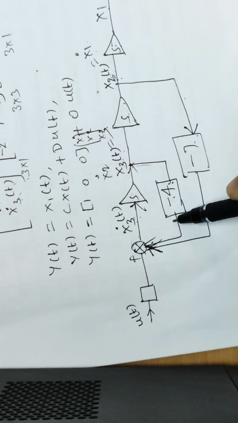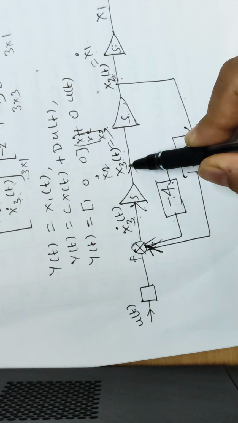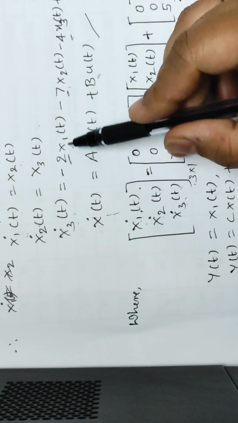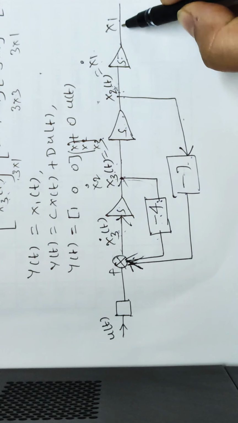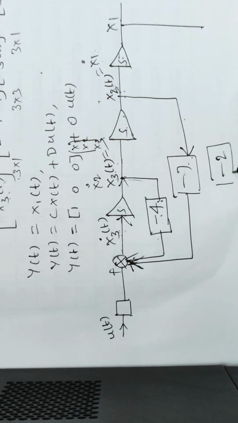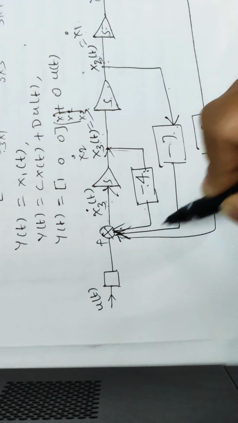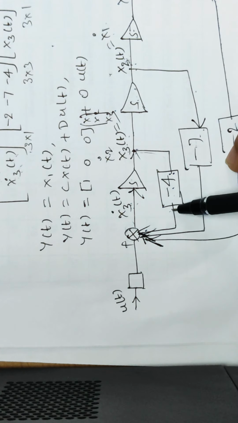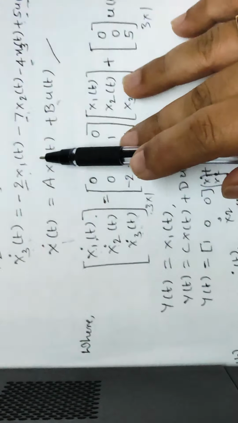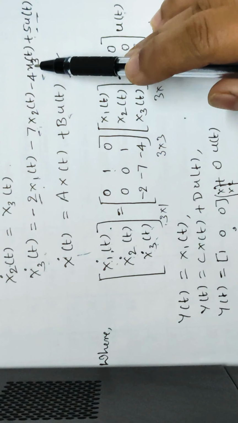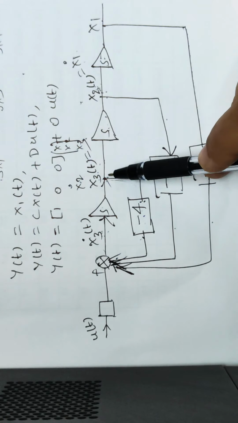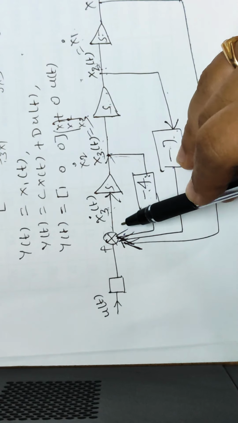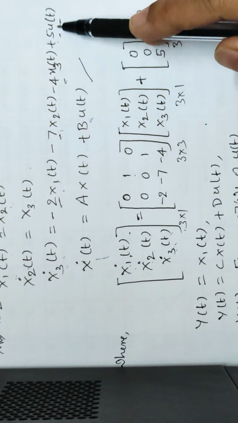See here, one incoming and second incoming. First incoming is minus 4 into x3 and here minus 7 into x2. Next, last is minus 2 into x1. Where is the x1 variable? x1 is here, x1 into minus 2. Therefore, here we are getting x3 dot, one incoming, two incoming, three incoming. What is the equation? First, second, third, 3, right? So minus 4 into x3, minus 7 into x2, minus 2 into x1. Okay, this is x3 dot you got. Plus what is there here? Plus 5 into input u of t.